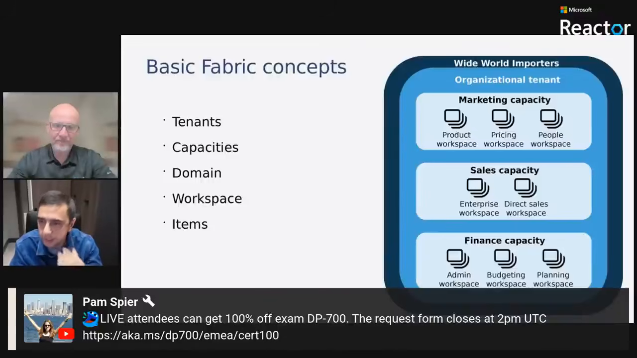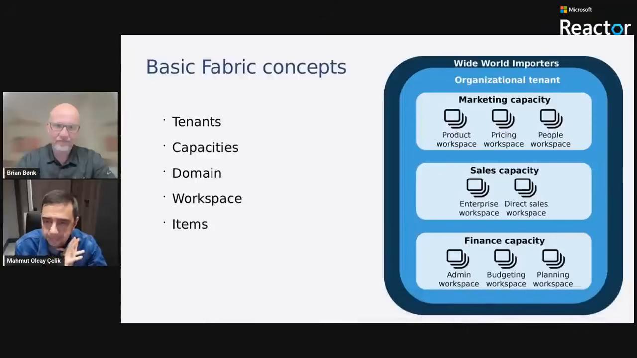And domain is a special term. It's a logical group of workspaces used to organize items in a way that makes sense for your organization. You can have domains for finance, you can have domains for human resources, you can have domains for sales. Also, you can have domains for marketing as well. It's a group of logical workspaces.